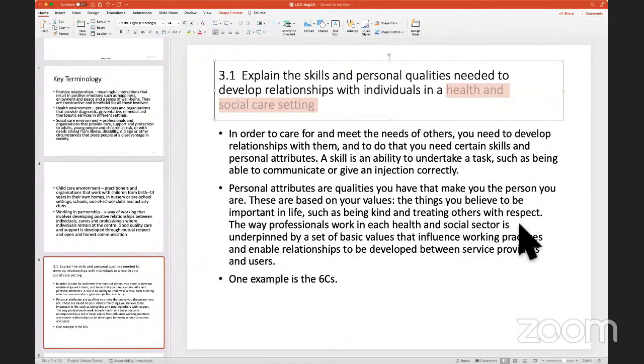Now, I don't know, in terms of the very basics of it, what is a skill? Anybody? Can anybody give me an example? What do you mean by a skill? What do you mean when I say you need to have skills and personal qualities? So what is a skill and what are personal qualities? Anybody?